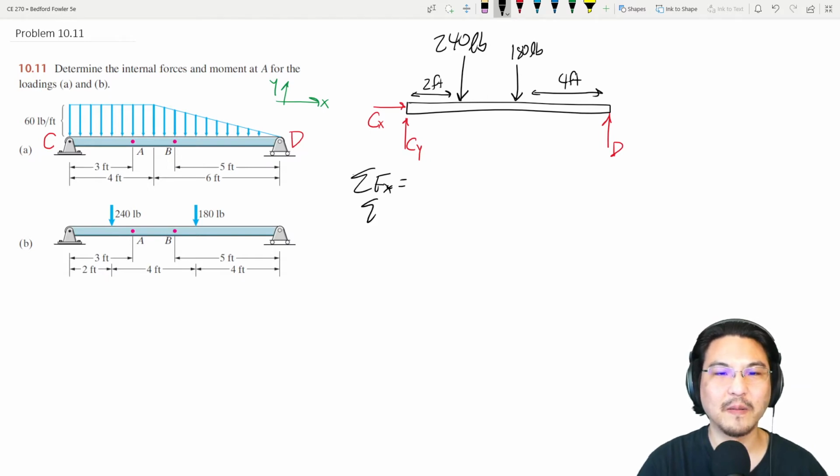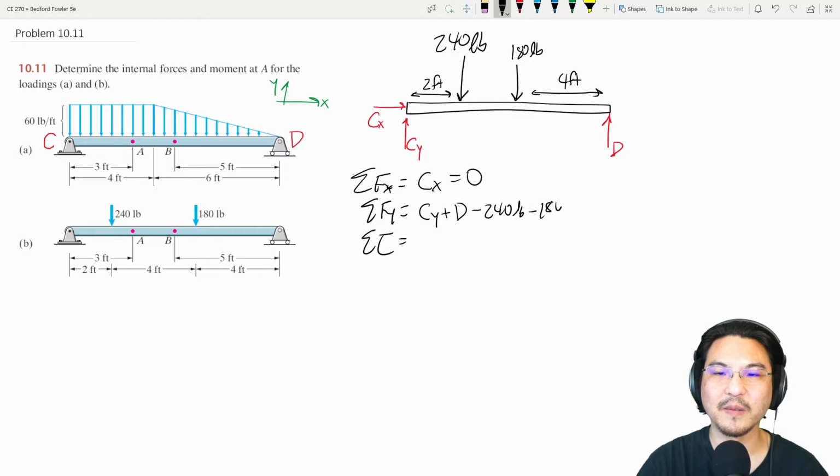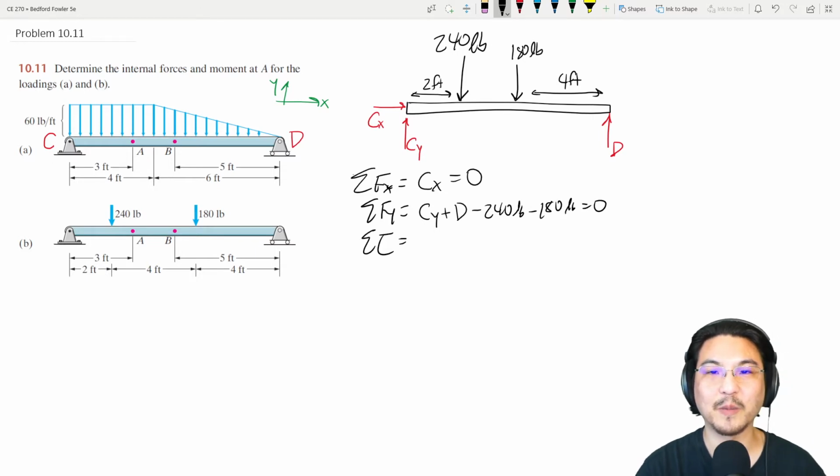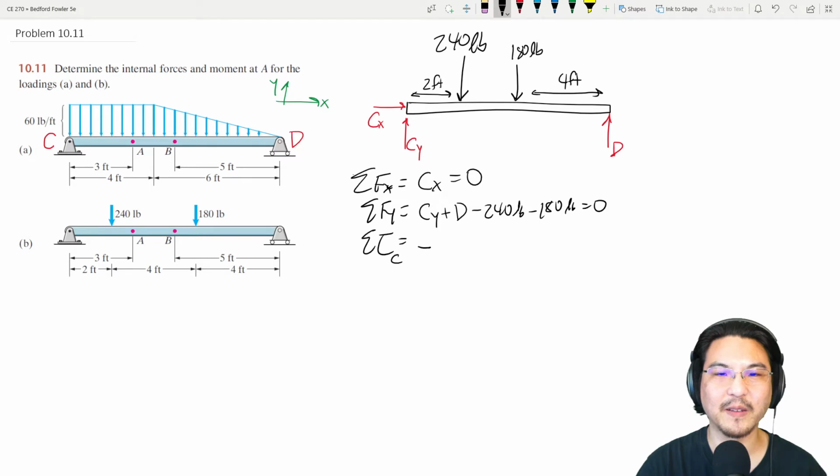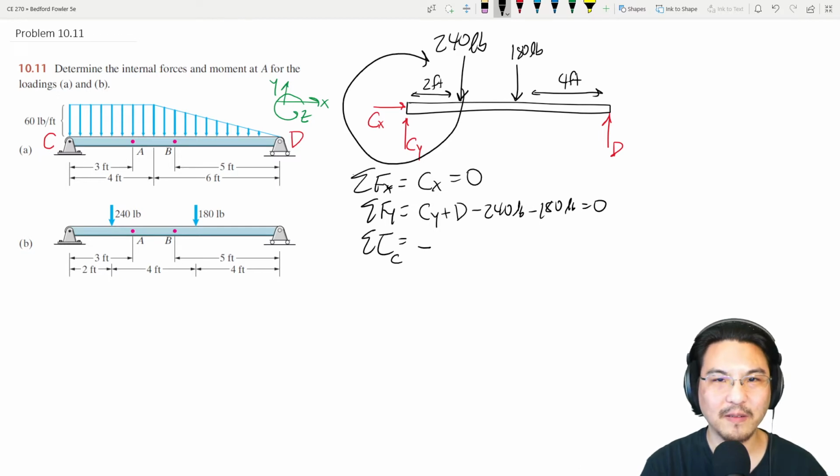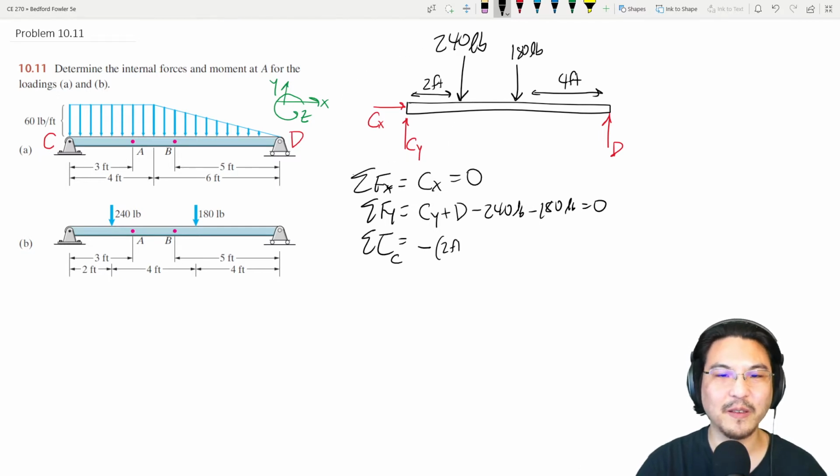All right, so in the x direction, that's it. In the y direction, Cy plus D minus the loads. Okay, and then that's some torque about anywhere I want. How about over here? Okay, so then there's torque from this negative in the negative z direction. Z is actually this way, right? Counterclockwise. So this would create a torque clockwise. So that's why minus 2 feet, 240 pounds.